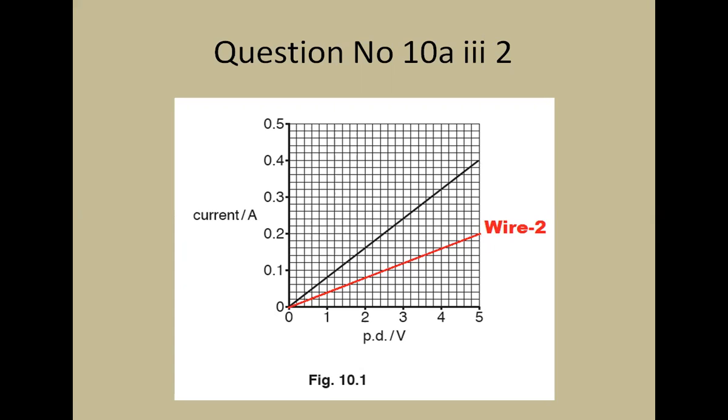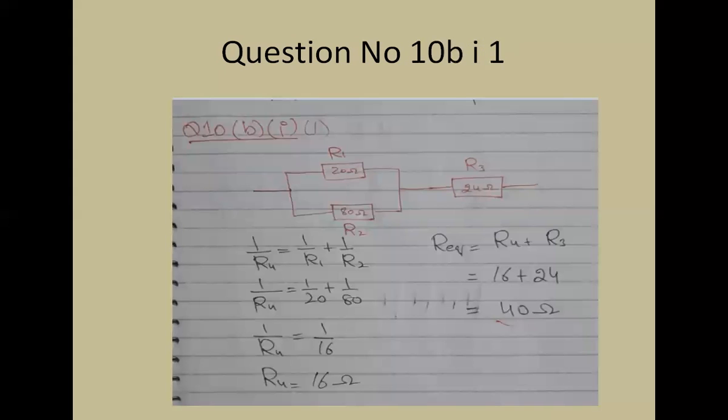So this red line shows its gradient will be half the gradient of the first wire. This red line shows that wire. Hopefully you understand. So let's go to the next part.